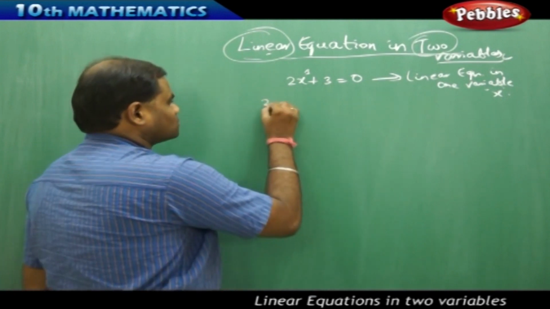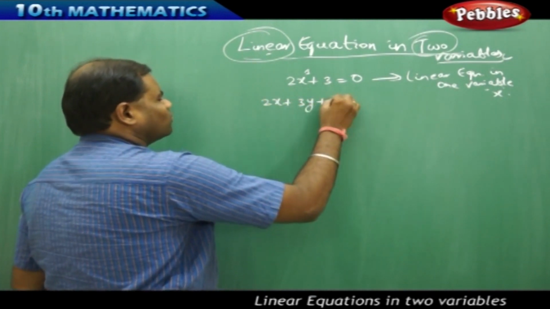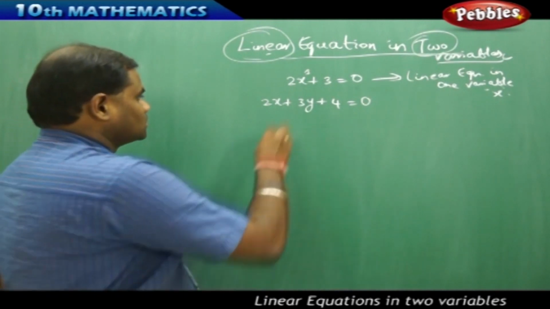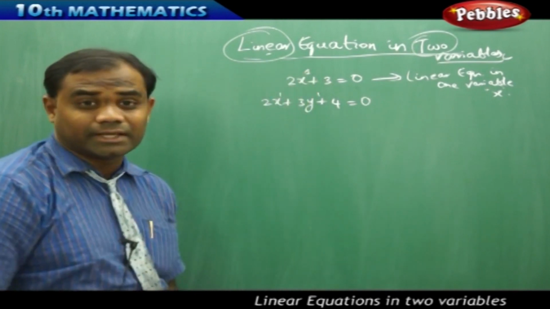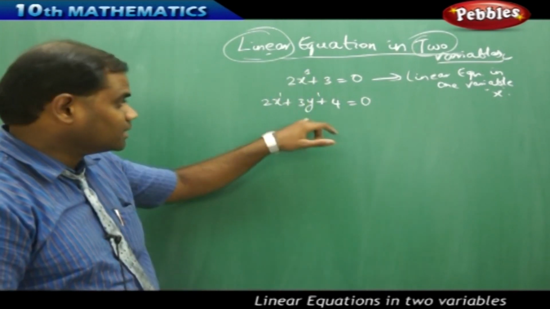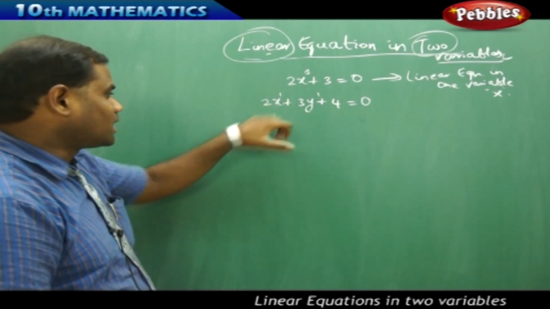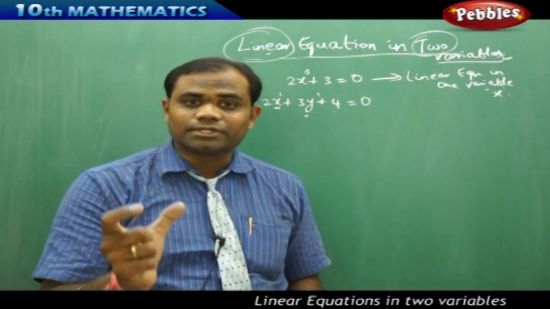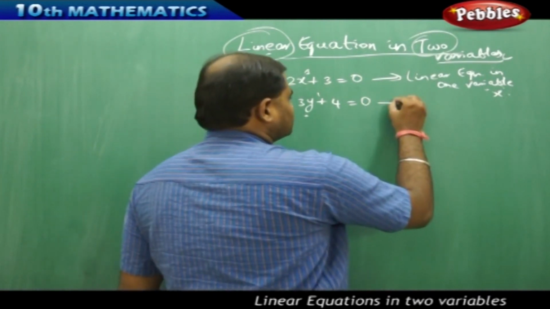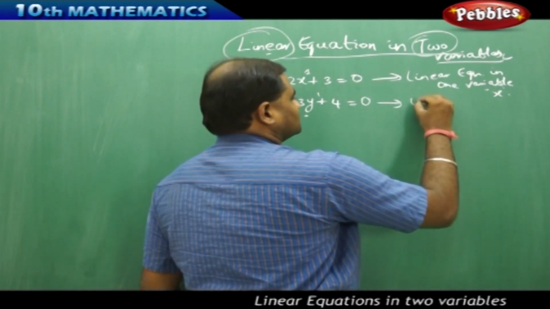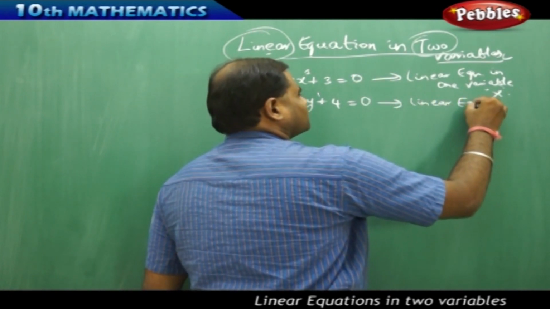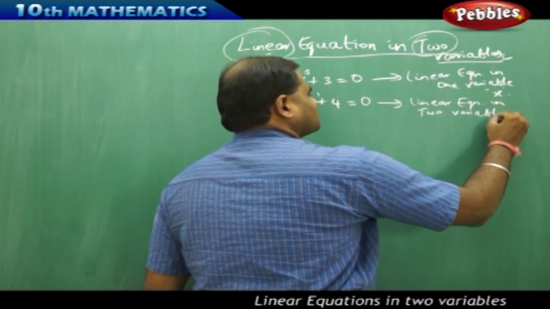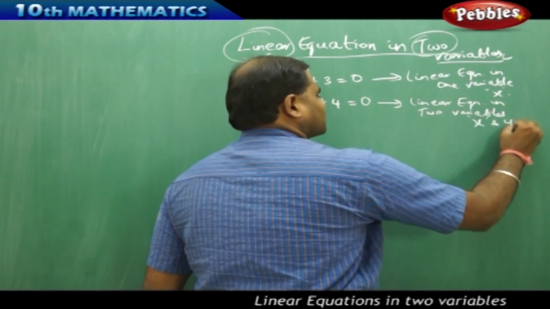Similarly, if I take, say, 2x plus 3y plus 4 equal to 0, then this is called a linear equation because each of its variables has the highest power as 1. Therefore, it must be a linear equation. But because I have two unknowns, x and y, this particular equation is called a linear equation in two variables. So what differs between this and this? This is called a linear equation in two variables, x and y.